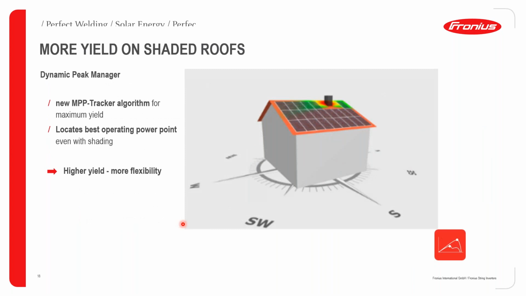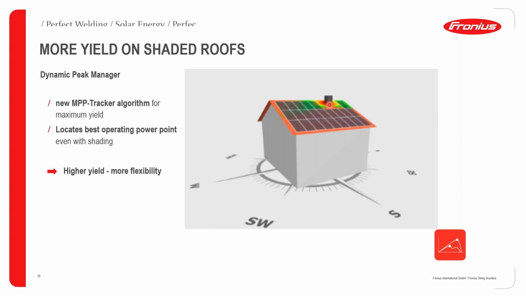Moving on, I'd also like to discuss the dynamic peak manager. So both the Eco and the Cyborg come with the integrated dynamic peak manager. And basically what that is, it's an MPPT tracking algorithm that always ensures that you get maximum yield. Okay, so it always locates the best operating power points, even with shading. Here we have an example of a chimney on a rooftop, and this chimney throughout the day produces a shadow that changes through 360 degrees, and depending on which hour of the day it will affect certain panels.